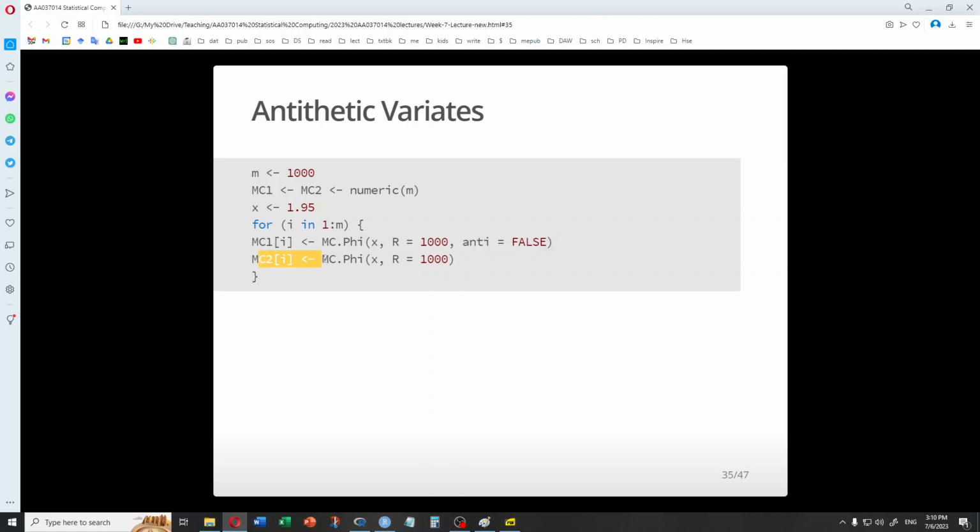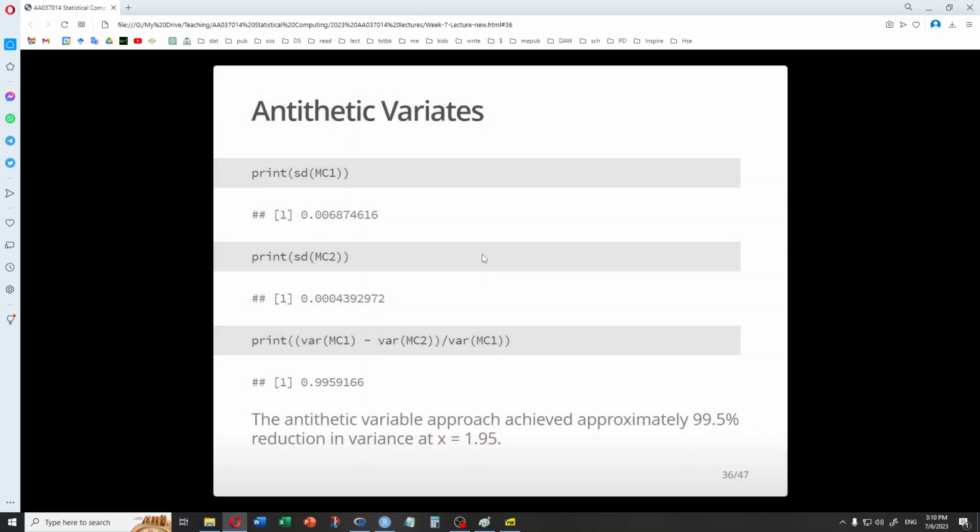The second one is MC of x, where x is 1.95, and here we didn't put anything on the antithetic, which means that this is the one that uses the antithetic variance. Now we print the standard deviations. For MC1 it is 0.006, and for the one with the antithetic variance it is 0.0004, and we can see a huge reduction by using the antithetic variance.